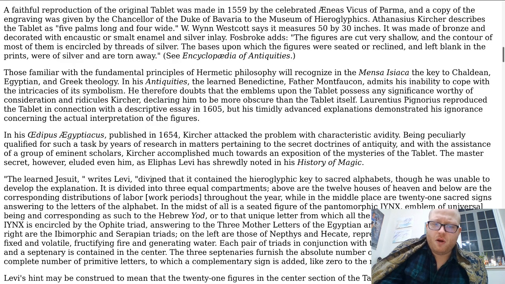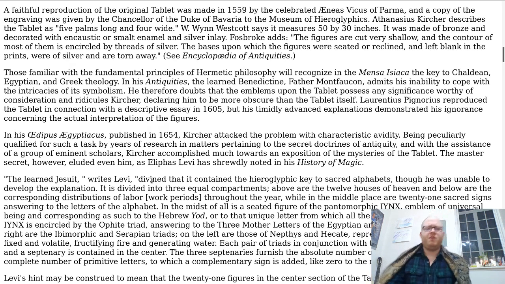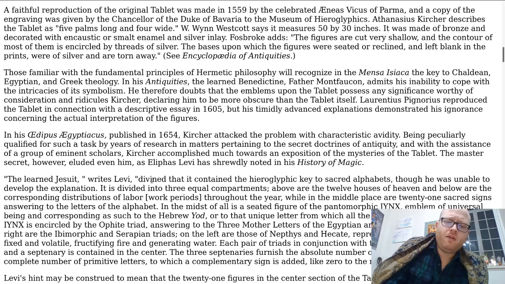In the midst of all is a seated figure of the pantomorphic Iynyx, I-Y-N-X. I wonder, Iynyx. Emblem of universal being and corresponding as such to the Hebrew Yod, or to that unique letter from which all the other letters were formed. The Iynyx is encircled by the Ophite triad, answering to the 3 mother letters of the Egyptian and Hebrew alphabets, which are Aleph, Mem, Shin.